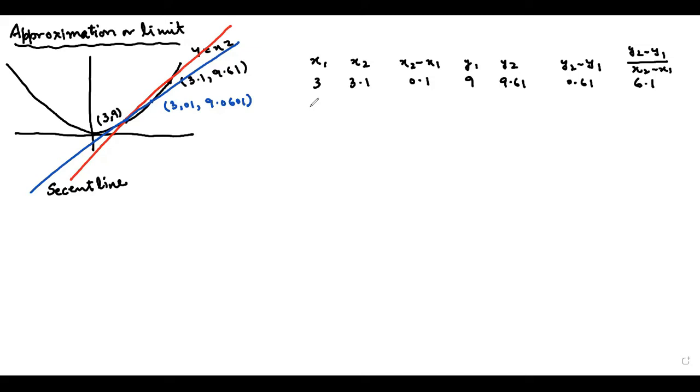Actually I want to draw a tangent line at 3, 9. Now what should be the method to draw the tangent line? We will select any point close to 3, 9, which is 3.1 and 9.61, very close to this one. Now we will move this point 3.1 close to 3, 9. First the point was 3.1, 9.61. Now we have selected a closer point 3.01 and 9.0601. Is this one closer to the previous one?